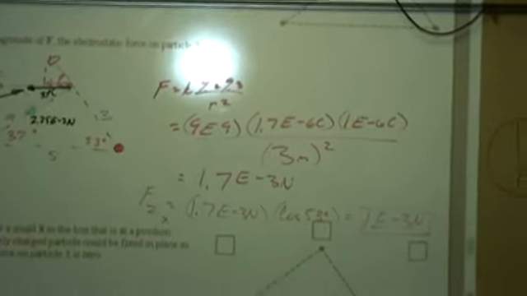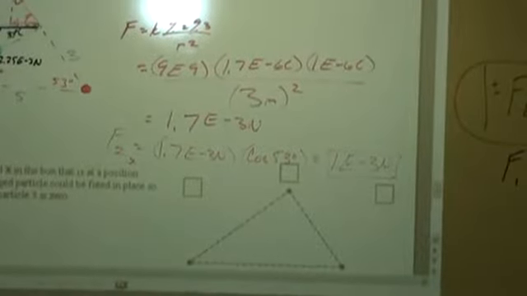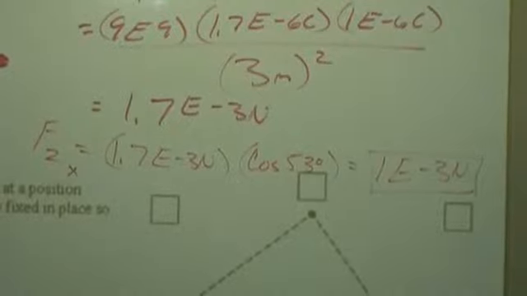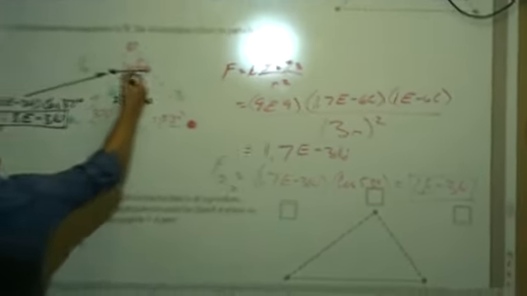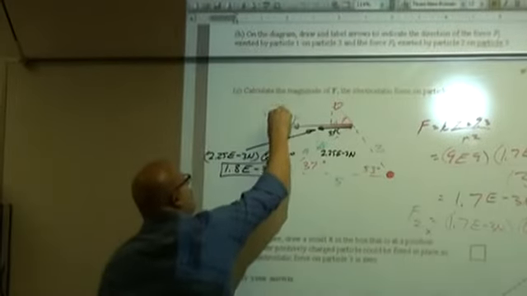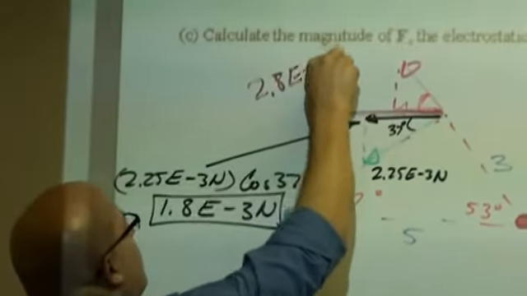Now what do I do? I add those two together. And when I add those two together, I get the final resultant force, this whole big force right there, to be 2.8 e to the negative third newtons.